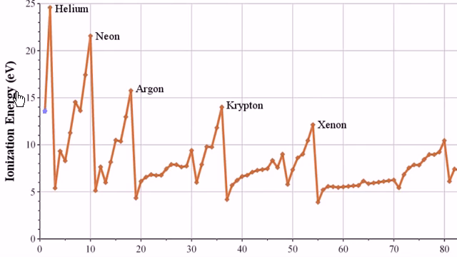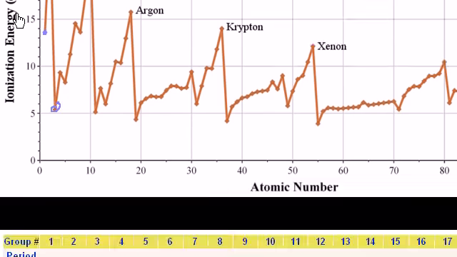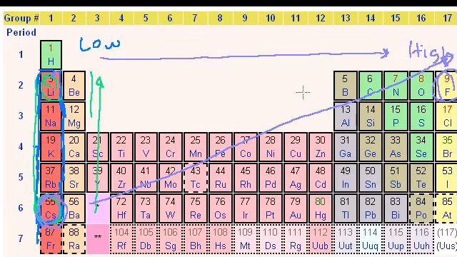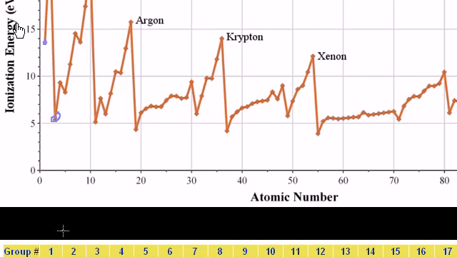But as soon as you go from helium, this point right here is lithium, right? Lithium has atomic number 3. Let me put that in: this is lithium. All of a sudden, to remove an electron from lithium, it only requires 5 electron volts. So less than half of what it required for hydrogen. And then as you go to the right of the periodic table, the ionization energy keeps increasing.